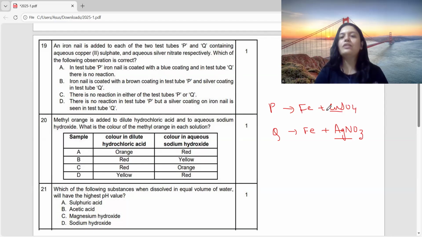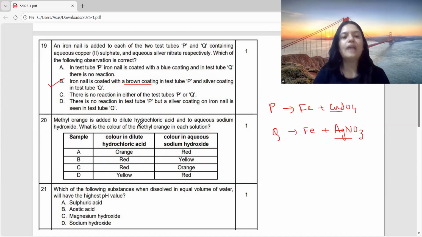So when iron will react here, it will form iron sulfate, and there will be a brown coating. So in this case of test tube P, you can have a brown coating. In case of Q, iron when again reacting with this will form a silver precipitate. So silver coating in the test tube Q. So your correct option will be option number B. So both of them are undergoing displacement reaction.